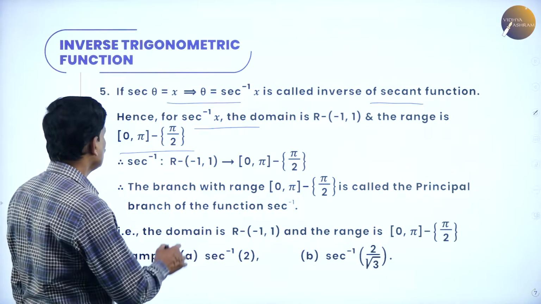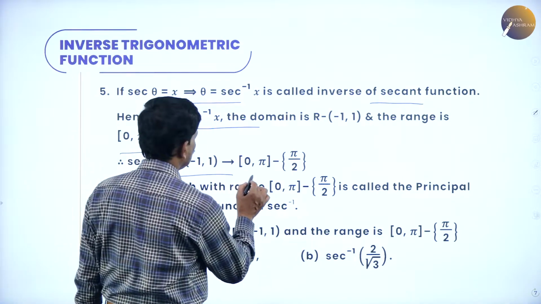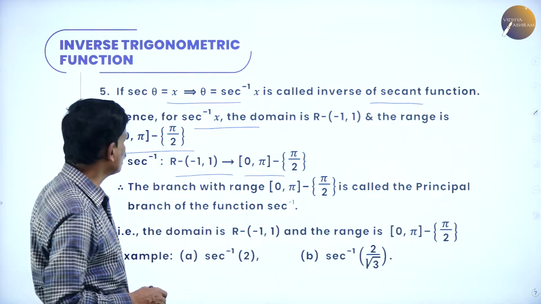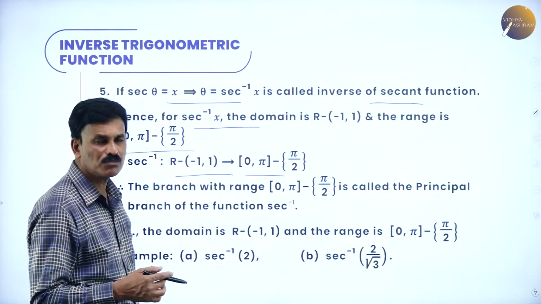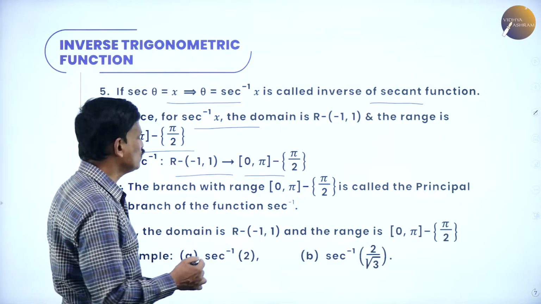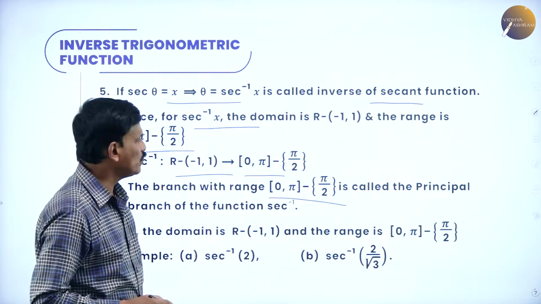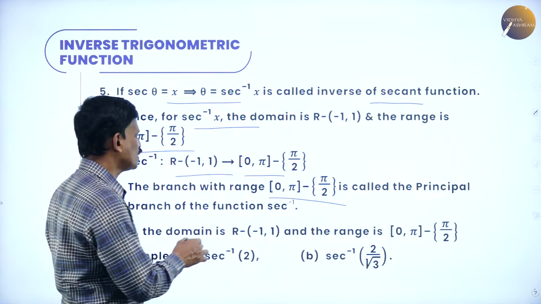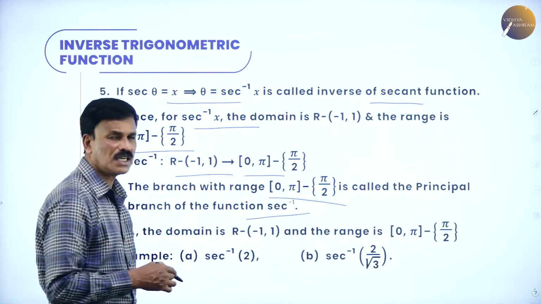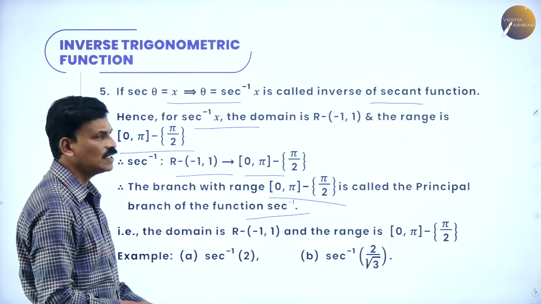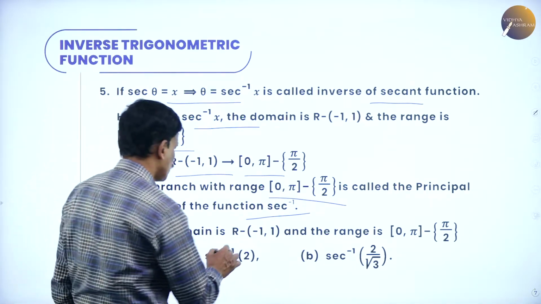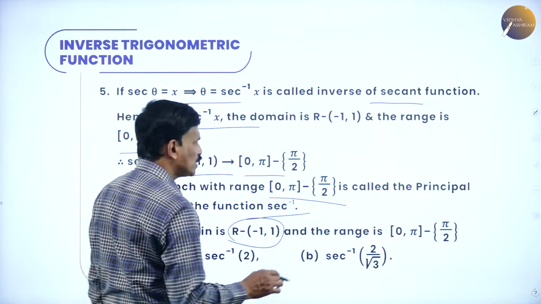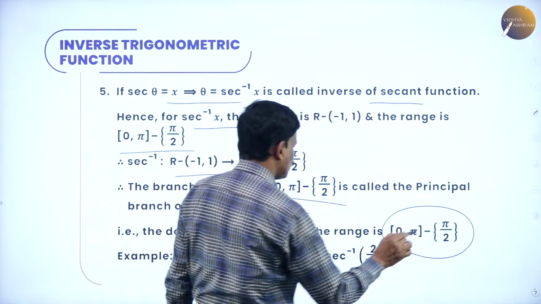So secant inverse is a function from R minus (-1, 1) to (0, pi) minus pi by 2. The branch with the range (0, pi) minus pi by 2 is called the principal branch for the inverse function secant inverse. Hence, for secant inverse x, the domain is R minus (-1, 1). This is very important, and the range is (0, pi) minus pi by 2.